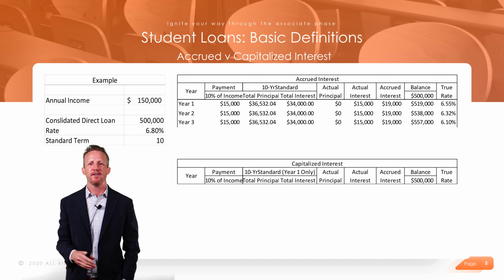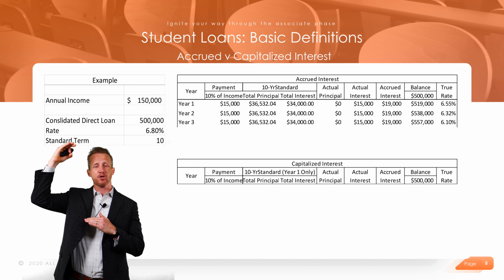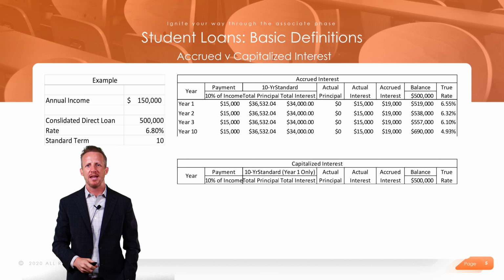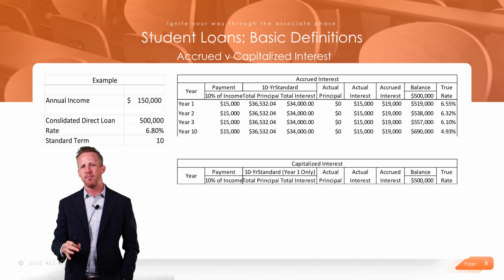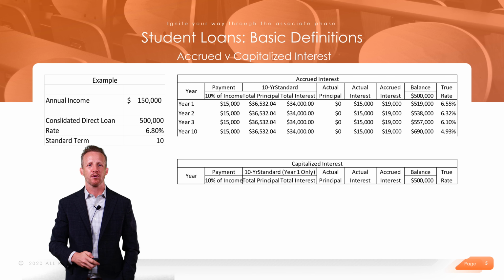You're now at $557,000. And again, your true rate dropped down to 6.1% because your balance got higher, but you paid the same interest, which means your interest rate effectively dropped. Year 10, so I'm skipping forward 7 years, and look all the way to the right, your balance is now at $690,000, and your rate for that year was effectively 4.93%.